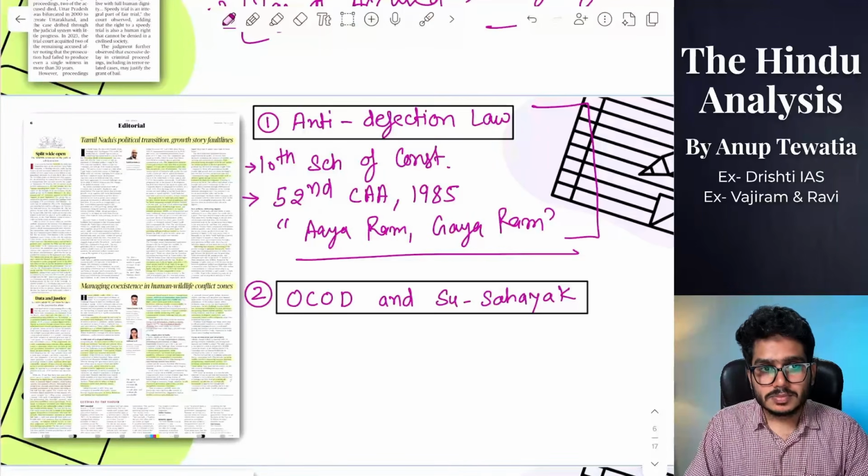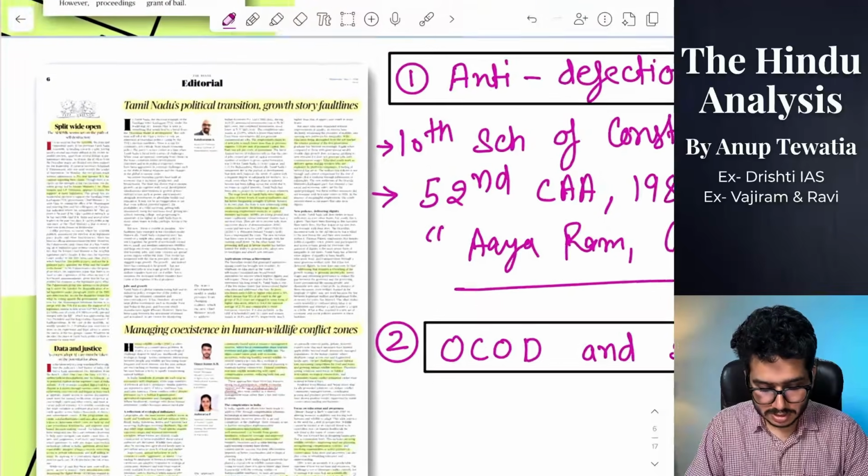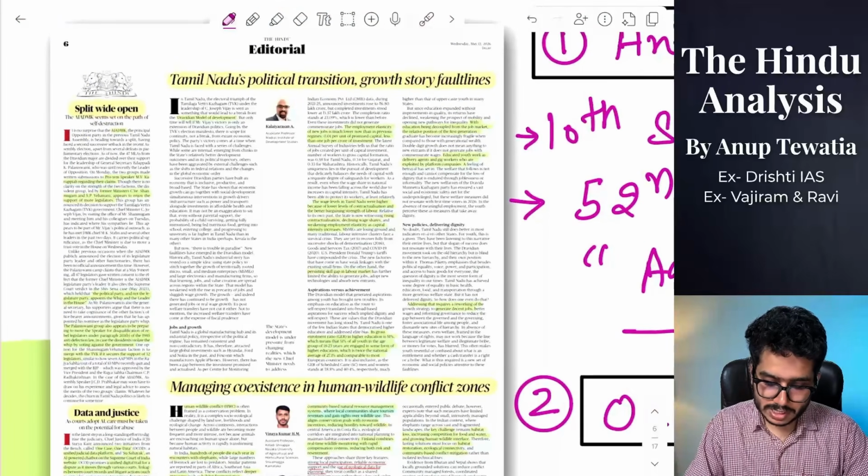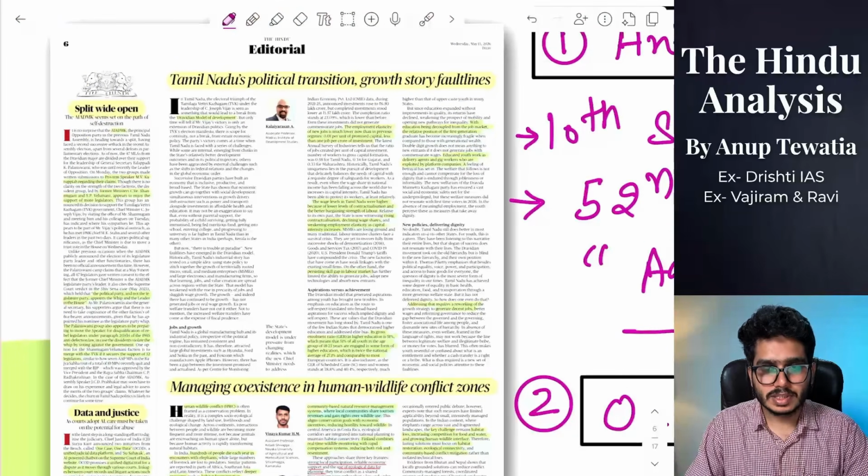You can read this though, it is a good one. You can read the Split Wide Open editorial in the PDF.